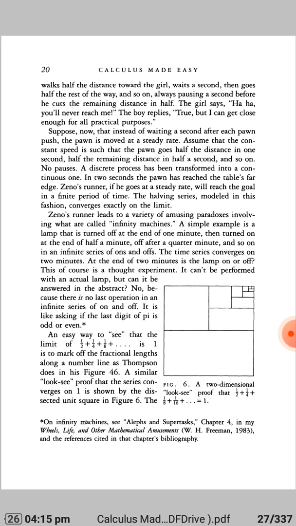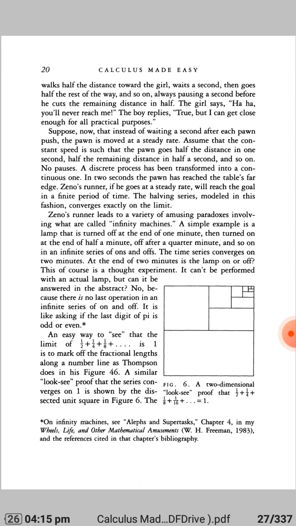A simple example is a lamp that is turned off at the end of 1 minute, then turned on at the end of half a minute, then off after a quarter minute, and so on. In an infinite series of ons and offs, the time series converges on 2 minutes. At the end of 2 minutes, is the lamp on or off?